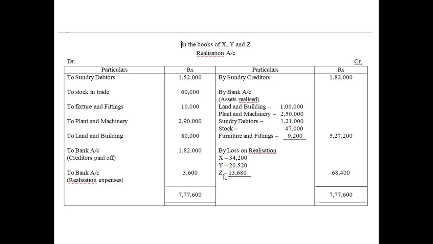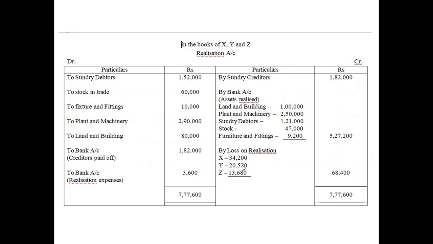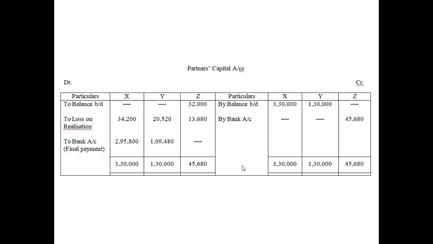Okay, so this 68,400 should be shared between X, Y, and Z as per their ratio, that is 5:3:2. So share the amount. Now after the preparation of realization account, we will move on to partners capital account. Here in partners capital account, look at the liability side of your balance sheet. We have the balances of X and Y, given as 3,30,000 and 1,30,000.